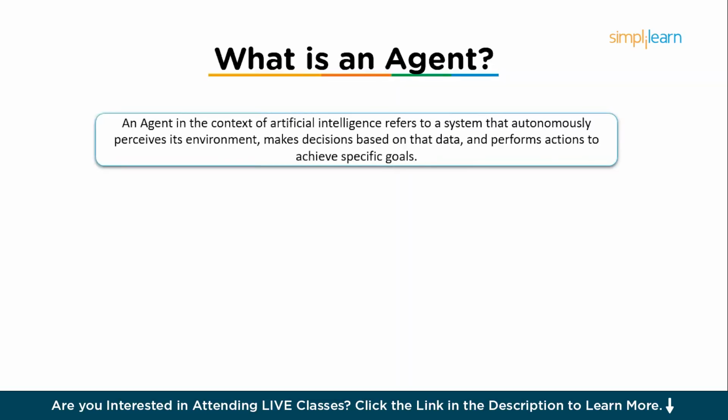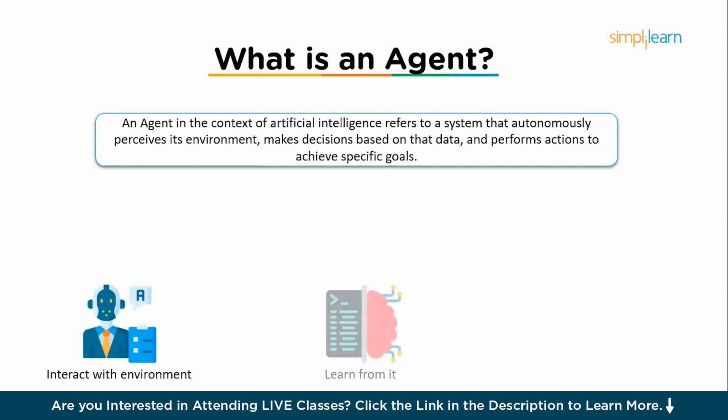An agent, in the context of artificial intelligence, refers to a system that autonomously perceives its environment, makes decisions based on the data, and performs actions to achieve specific goals. An agent can interact with its environment, learn from it, and adapt its behavior accordingly. In more complex systems, agents can perform decision-making tasks such as analyzing patterns, making predictions, or even autonomously carrying out tasks based on the context and user interaction.